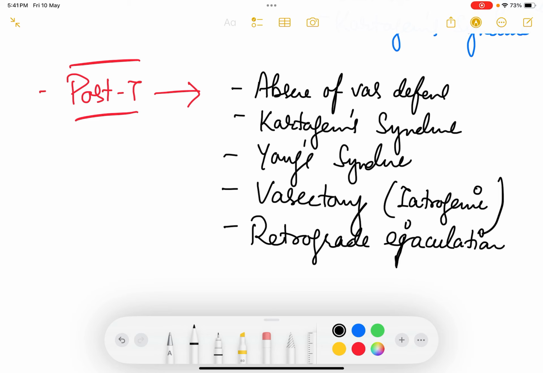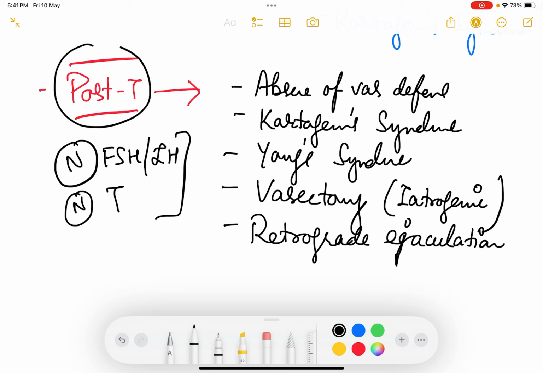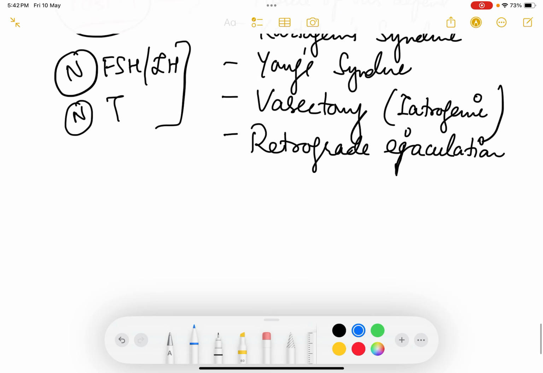So these patients will have normal FSH-LH, and they will have normal testosterone. So hormonal level will be normal. It is the block which is leading to azoospermia. Now the next question which comes to our mind is, what is the level of the block? Because post-testicular cause of azoospermia is the most common cause of azoospermia. Means blockage of the outflow tract, which is also called obstructive azoospermia.